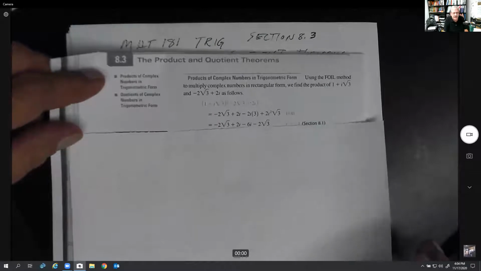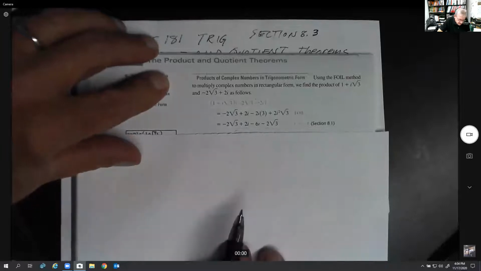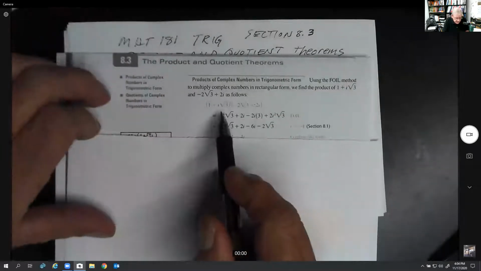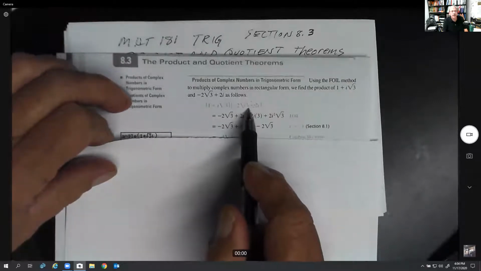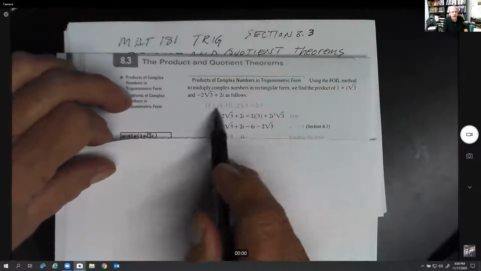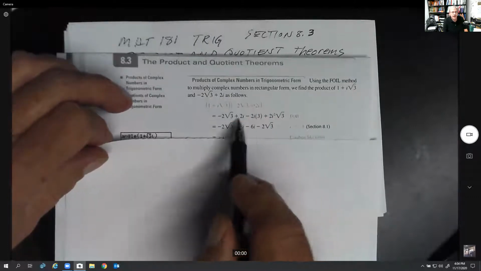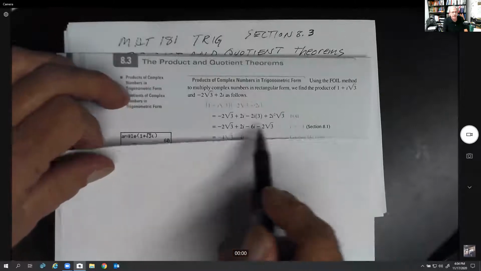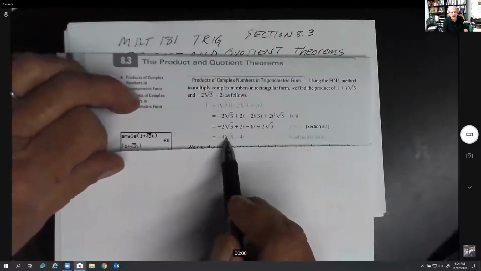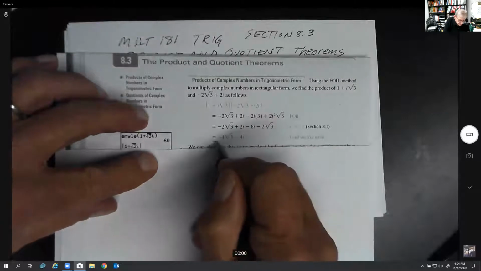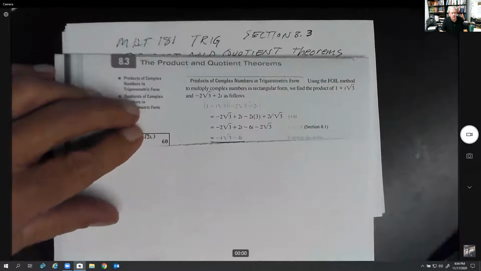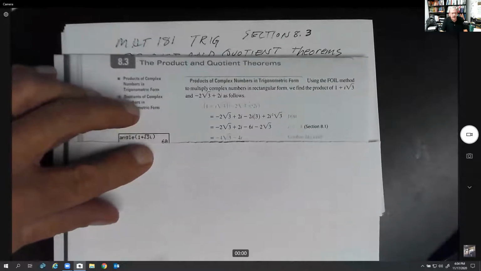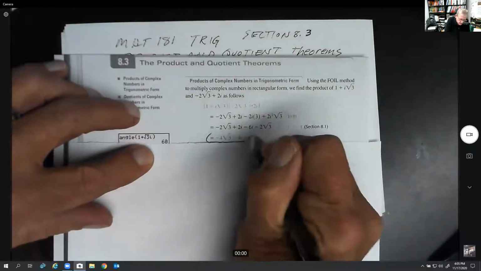You can kind of see it, and we won't go through it in a huge amount of detail. But what they did is they took 1 plus i radical 3 times negative 2 radical 3 plus 2i. These two complex numbers, they multiplied them together doing a FOIL, and then they combined the like terms and all that stuff. And finally, they came up with a solution. Then they decided, well, let's put those into polar form.